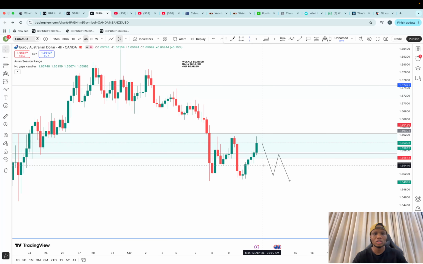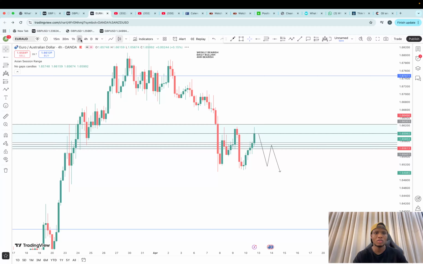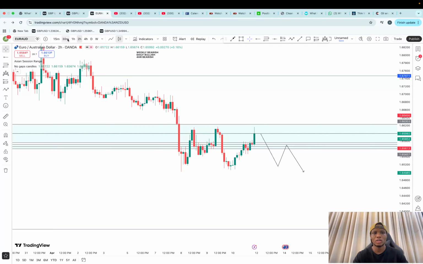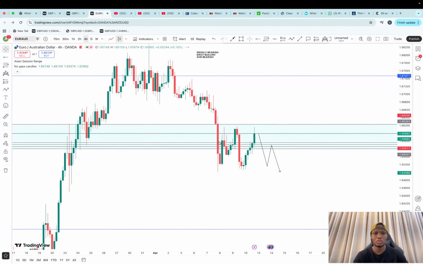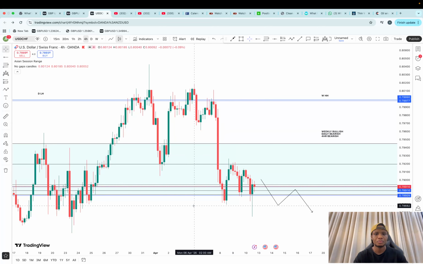Alright, so all I'm waiting for right now is a clear breakout of this zone. As I do retest, I'll be looking to go in for a sell. I'll go down to the 2 hour for my entry. That 2 hour, 1 hour, or 30 minutes, I get my entry from those time frames. The next pair on my list is USD CHF.